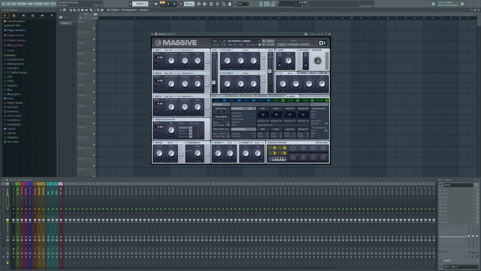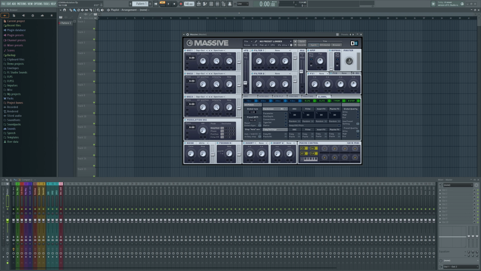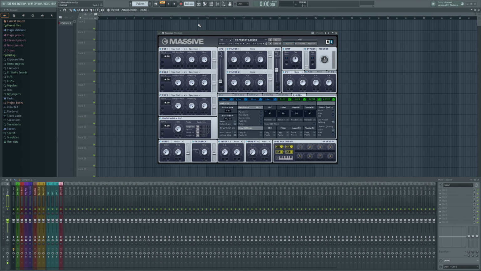Subos. So the thing about Massive is that it's really old, but it's still a really good plugin. I was wanting to go over how Massive works, so you can not only know how to make that growl, but know why it's making that growl. So the first thing to get out of the way is the way that this plugin is routed.